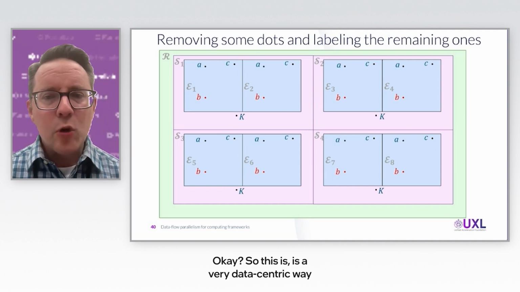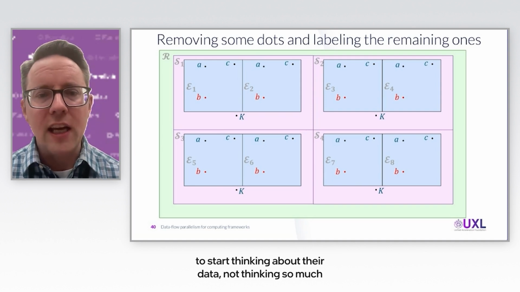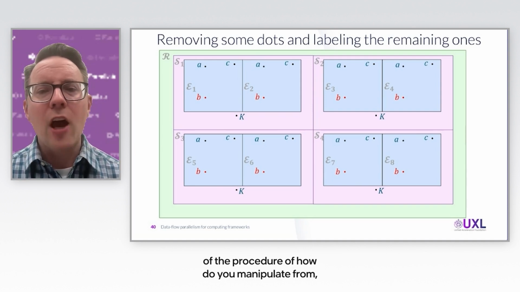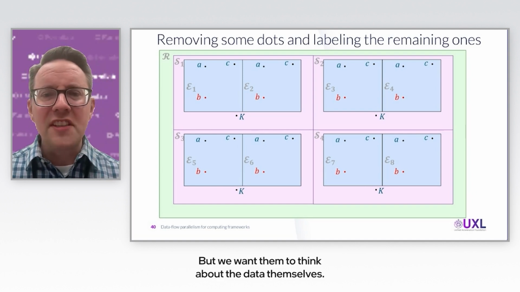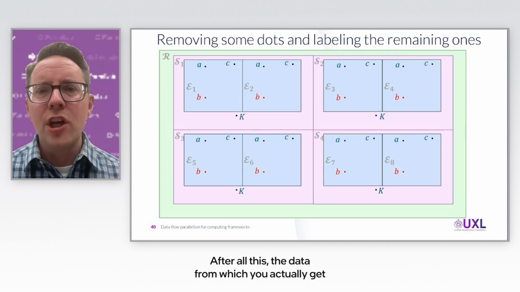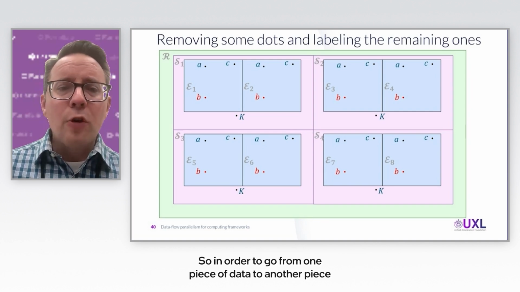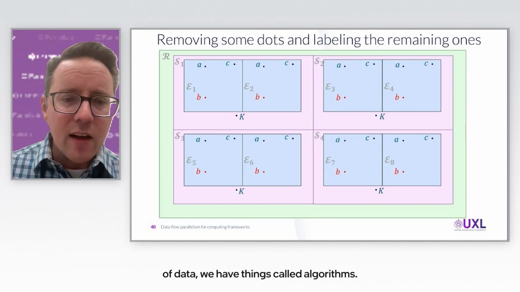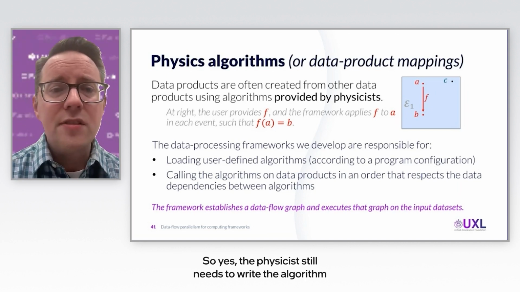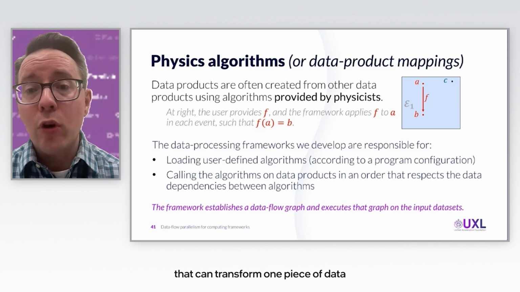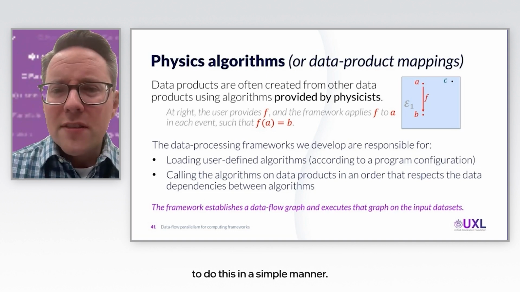Okay, so this is a very data-centric way of looking at things. And this is how we want high-energy physicists to start thinking about their data, not thinking so much of the procedure of how do you manipulate from one piece of data to another, but we want them to think about the data themselves. After all, it's the data from which you actually get interesting physics conclusions. So in order to go from one piece of data to another piece of data, we have things called algorithms. So yes, the physicist still needs to write the algorithm that can transform one piece of data to another piece of data. However, we want to find a way for them to do this in a simple manner.